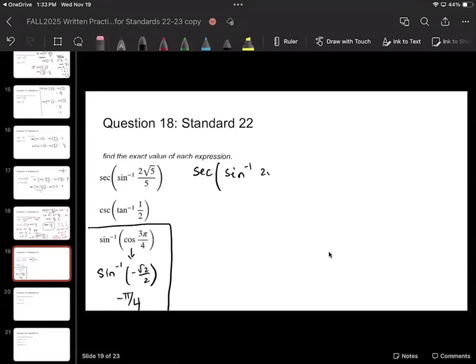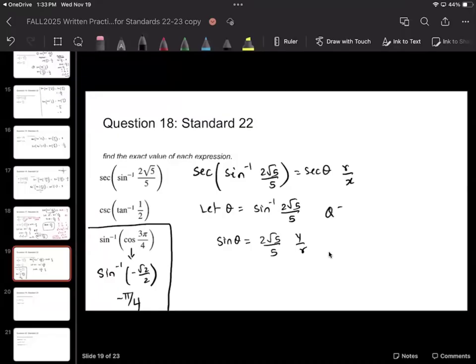So sine inverse of 2 root 5 over 5, I'm going to let the inner angle be this, which means sine theta is 2 root 5 over 5, which is y over r. I'm interested in finding secant, which will be r over x. And this is quadrant 1 because sine inverse is positive, which means x is also positive. So x squared plus y squared is r squared. I know y to be 2 root 5. I know r to be 5. I don't know what x is.